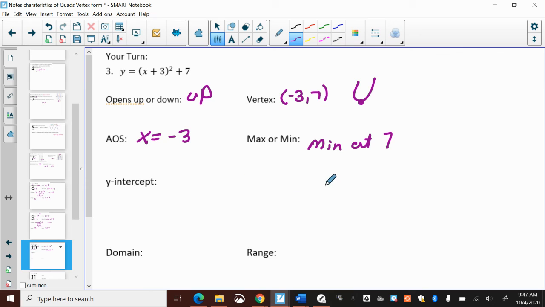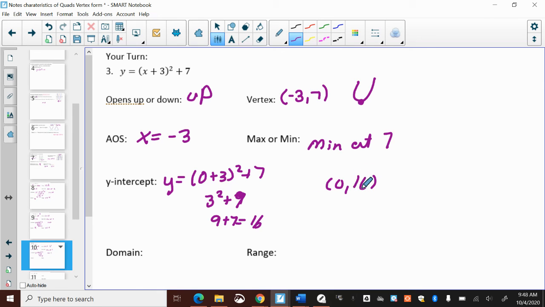For the y-intercept, we're going to plug 0 in for x and see what we get for our y value. So 0 plus 3 squared plus 7. 3 squared plus 7, so 9 plus 7, and I am getting 16. So that is our y-intercept. Domain for quadratics is always all real numbers.